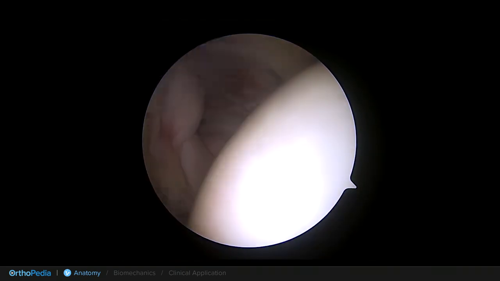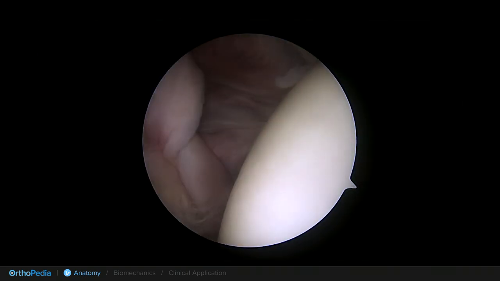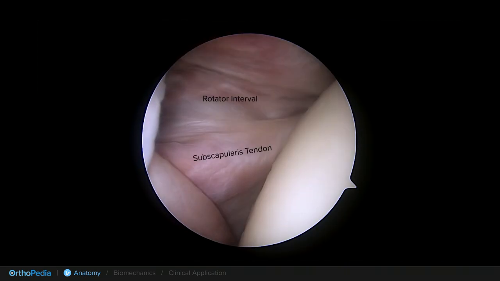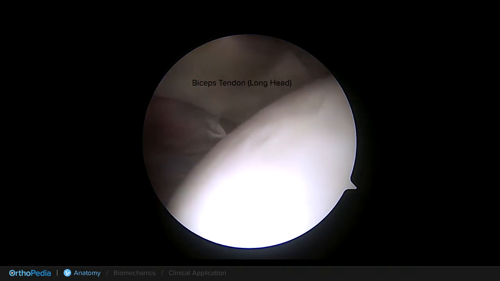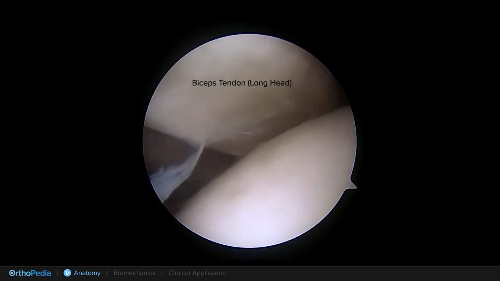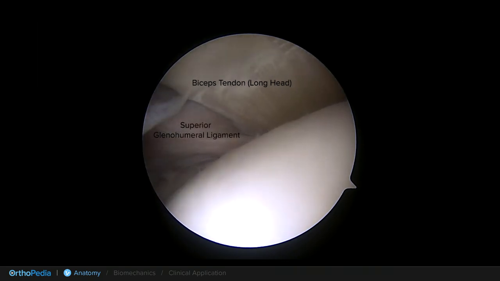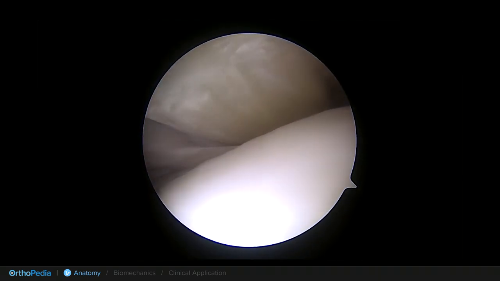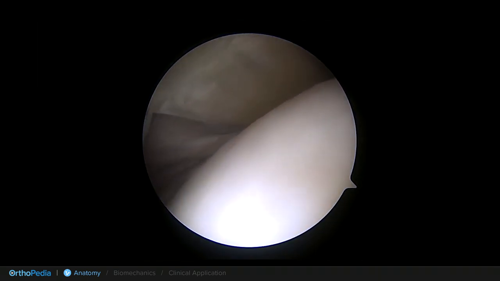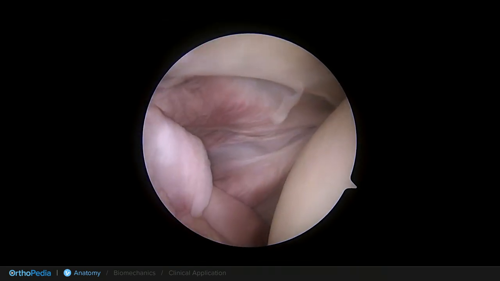Bringing the view back anterior, the rotator interval and rolled tendon of the subscapularis are visualized. The long head of the biceps is then seen as it projects into the joint from the bicipital groove laterally. In this view, you can also appreciate the superior glenohumeral ligament as it attaches to the humerus on the undersurface of the biceps into the groove.